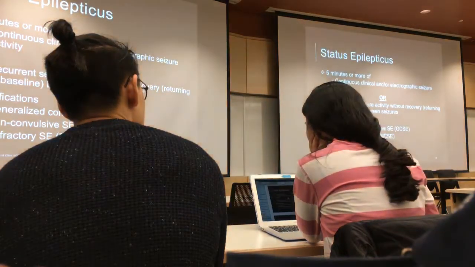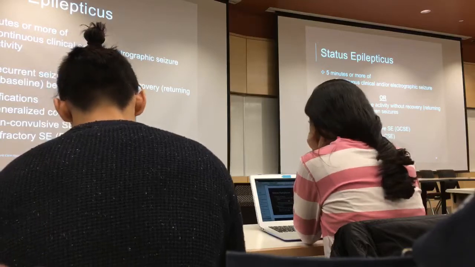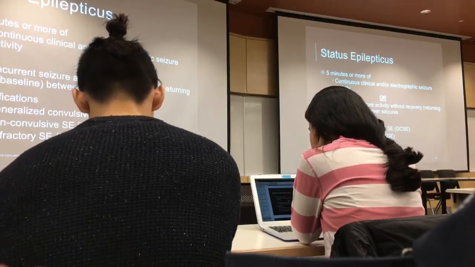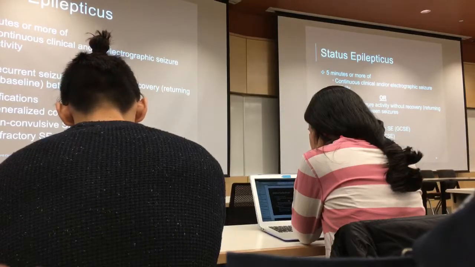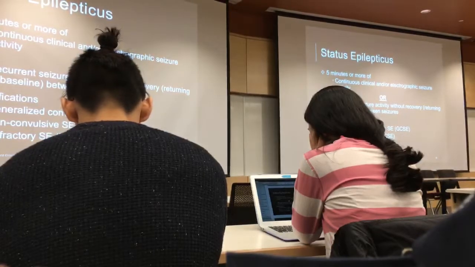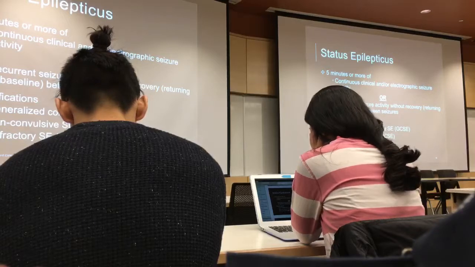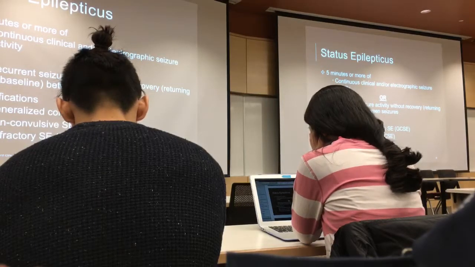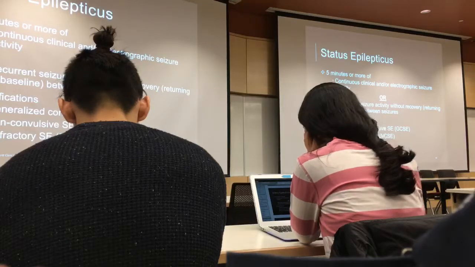So let's see. As a basic definition, you guys already know that status epilepticus is 5 minutes or more of continuous clinical and or electrographic seizure activity, or it could be a scenario in which there's recurrent seizure activity without recovery, so the child isn't returning to their baseline status between the seizures. And these are classified in several ways. The first would be generalized convulsive SE or GCSE, non-convulsive SE, and then refractory SE.